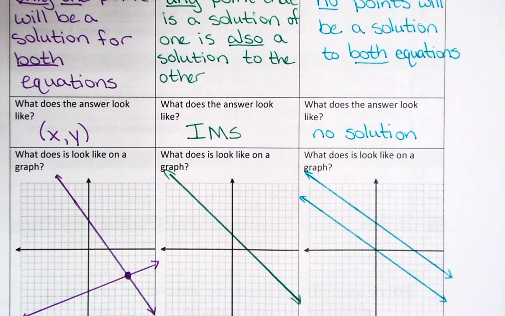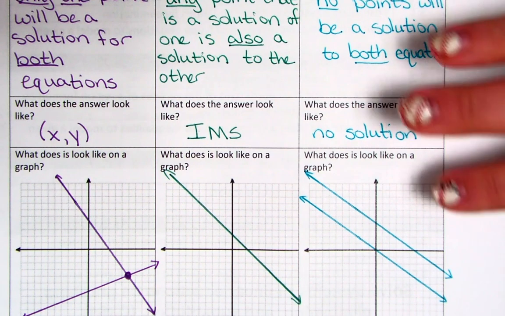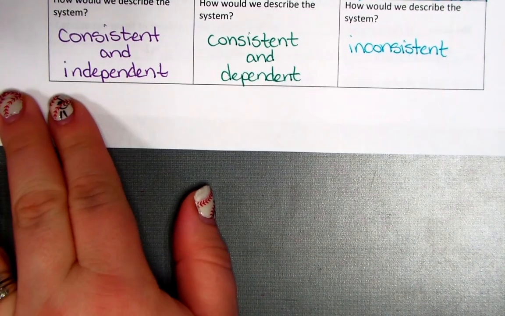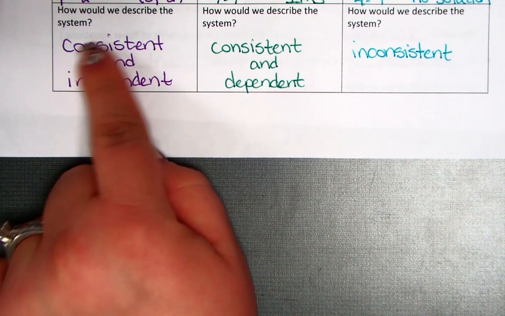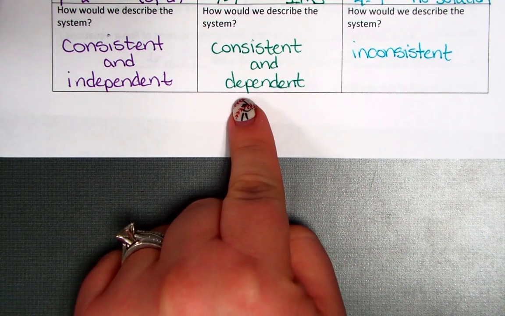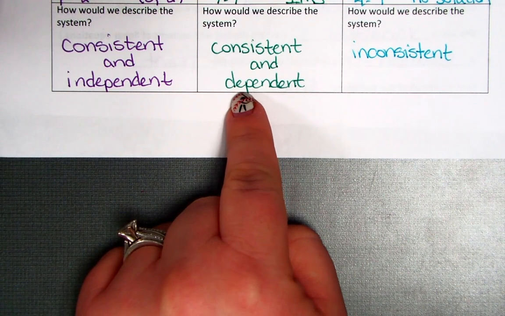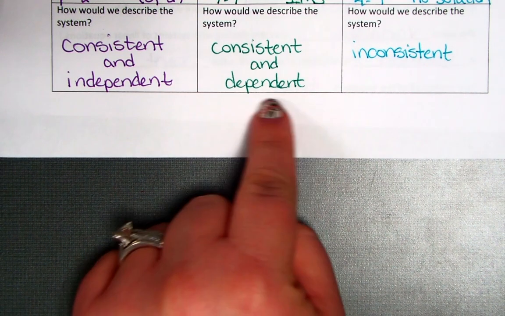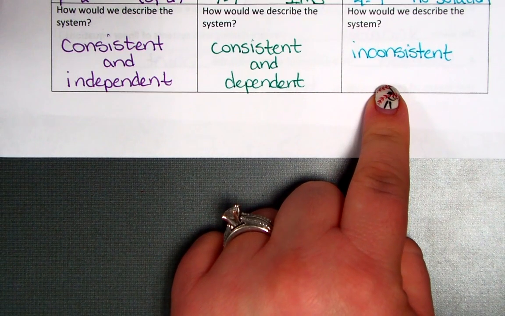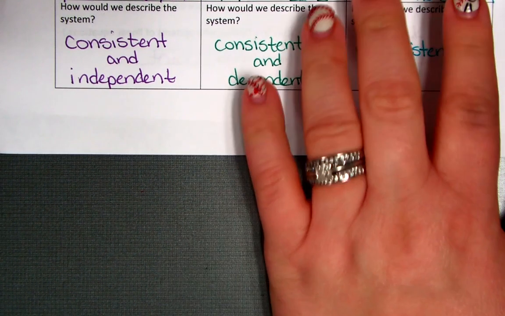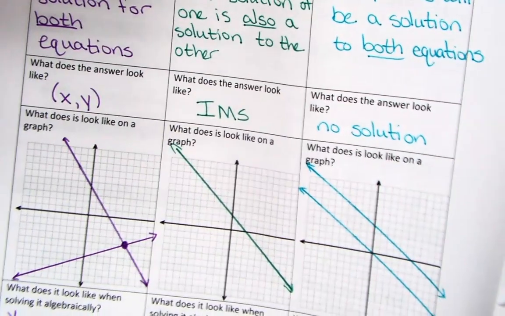Finally, we should be able to describe our systems. When I talk about describing our systems, we are going to be talking about naming them as consistent and independent if there's one solution, consistent and dependent if it is infinitely many solutions, and then finally we have inconsistent when there's no solution. Let's jump in and actually look at what it would be like to solve a system.